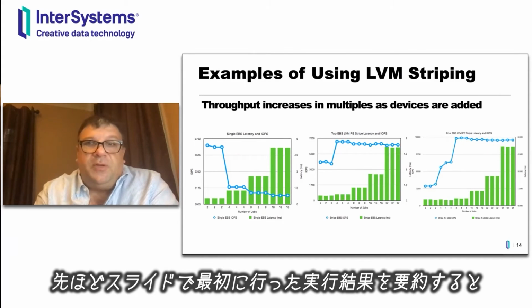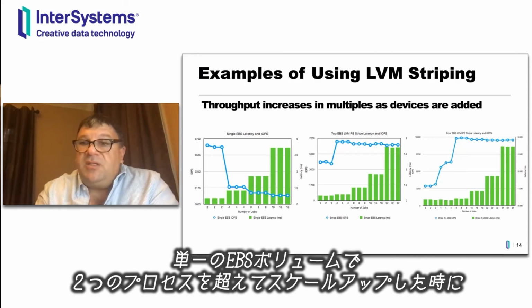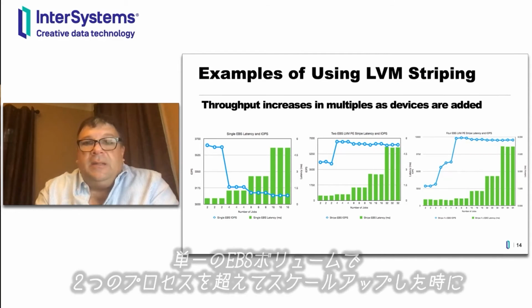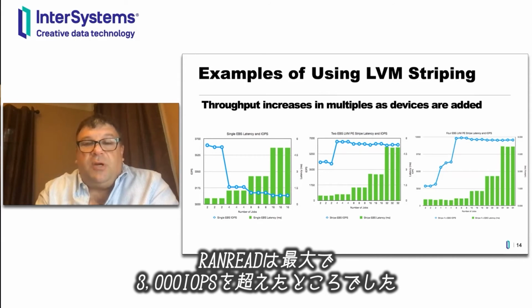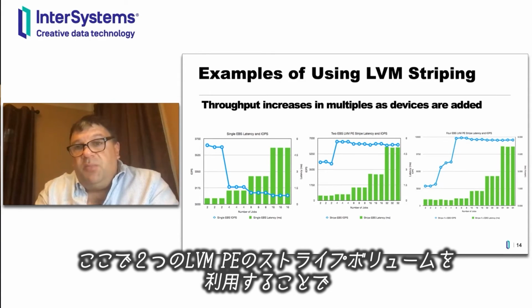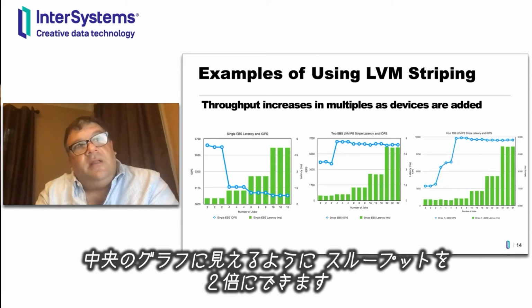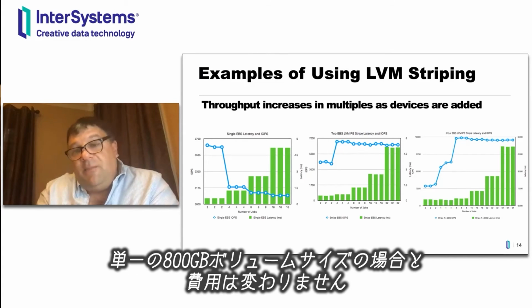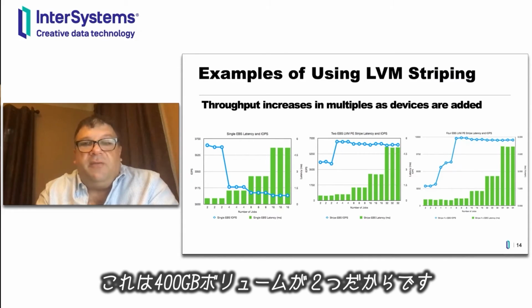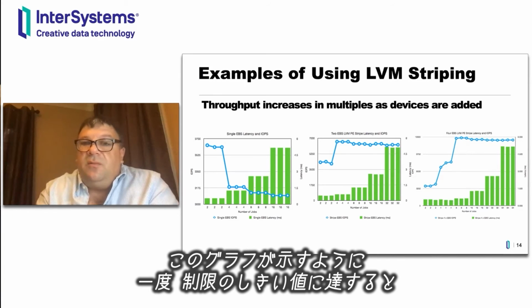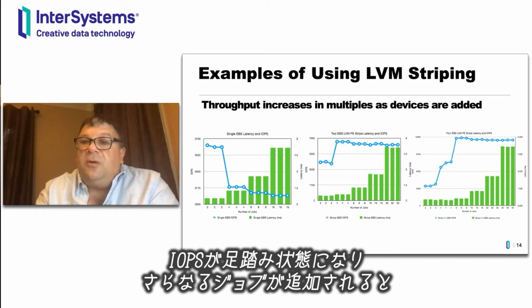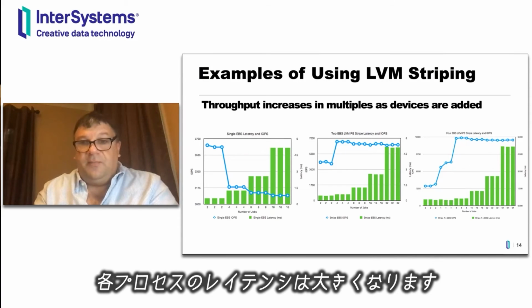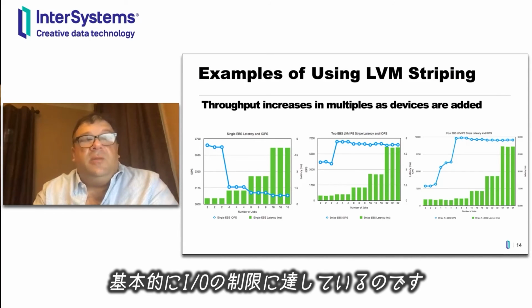To recap the initial run we did on the previous slides, in a single EBS volume, the run peaked at just over 3,000 IOPS as we scaled beyond 2 processes. Now, using a 2-volume LVM PE stripe, we doubled the throughput, as seen here in the middle graph, to 6,000 IOPS while sustaining the same level of latency and at the same cost as the single 800 gigabyte volume, since there were only 2 400 gigabyte volumes. As the graph shows, once the limit threshold is reached, the IOPS plateau as more jobs are added. Latency for each process increases accordingly, and essentially the IO limit is reached.